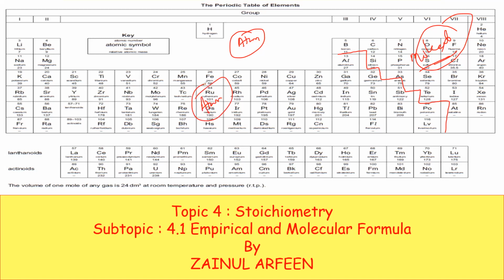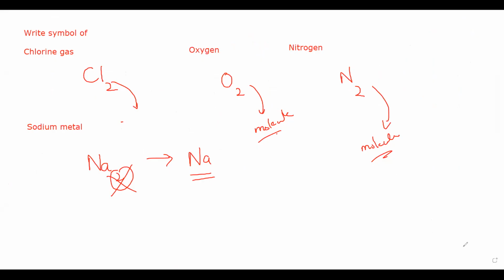So whenever we say what is the symbol of nitrogen, it is N2. Oxygen is O2. Fluorine is F2. Chlorine is Cl2. So they all exist as a molecule. Is it clear? Because that is very important to complete the equation.